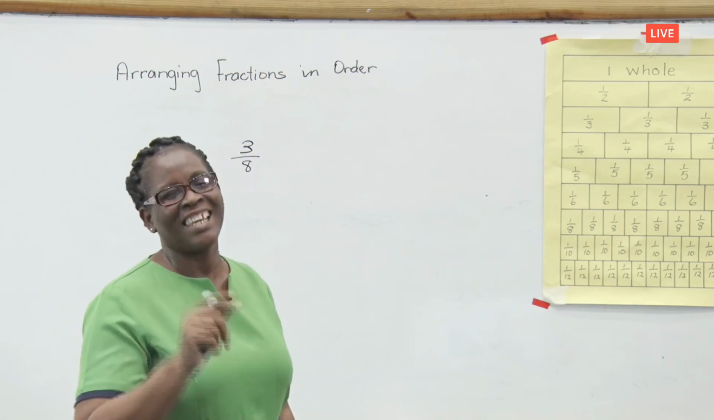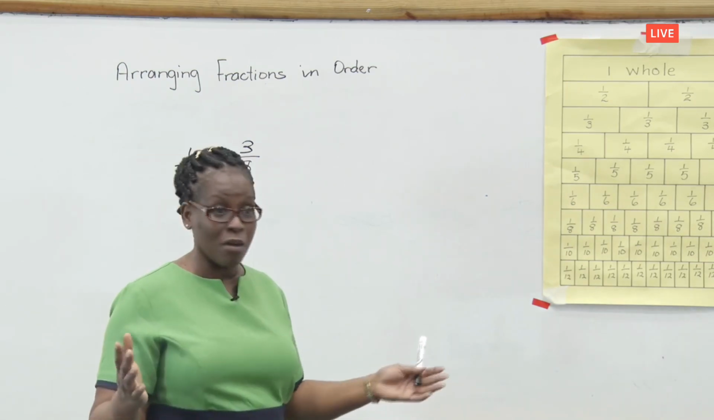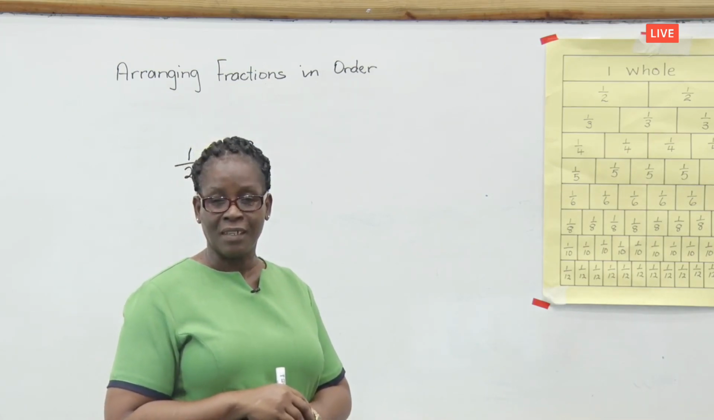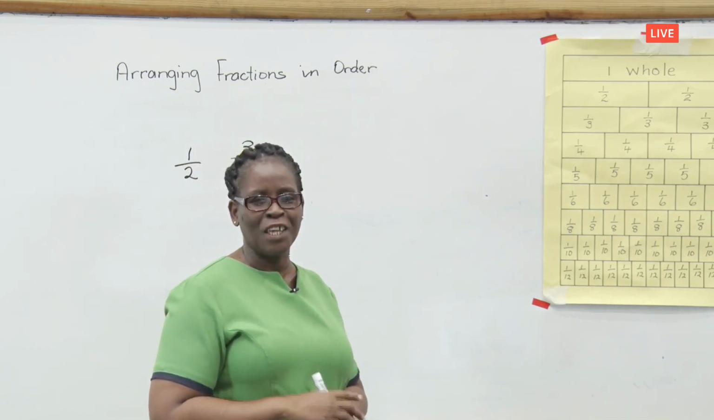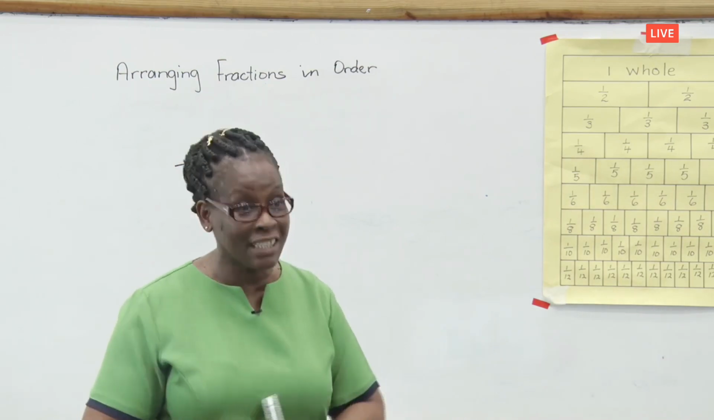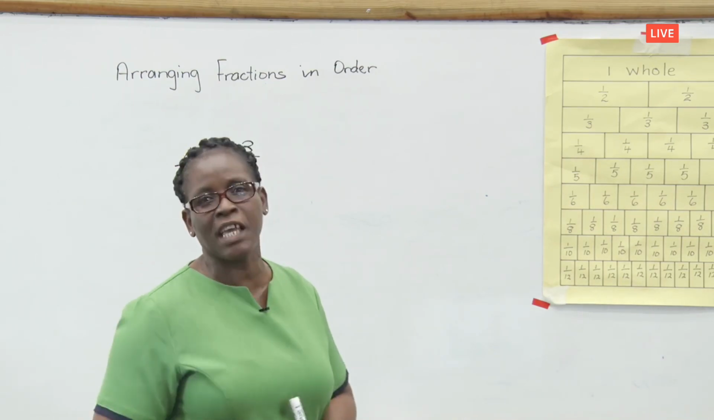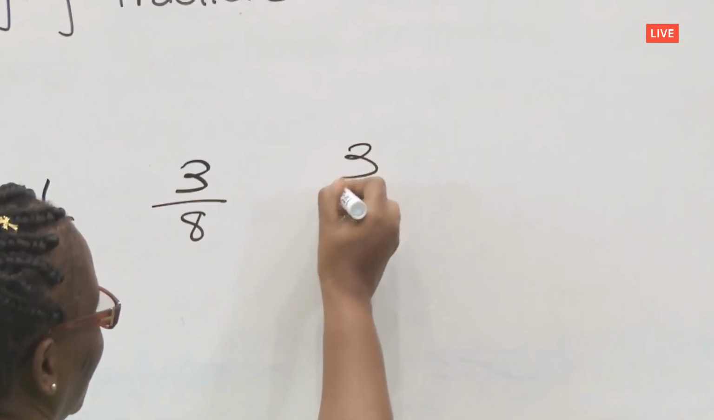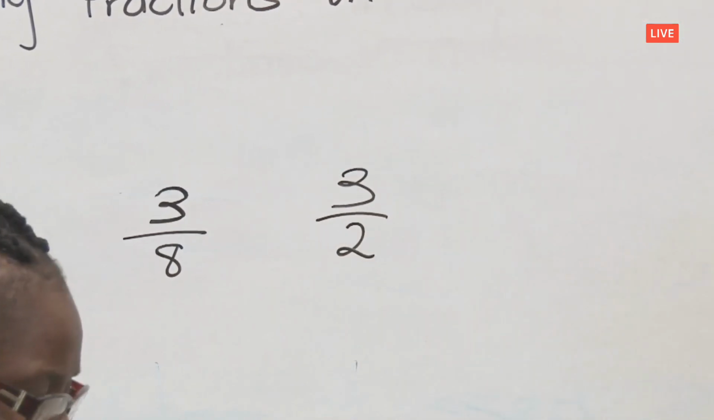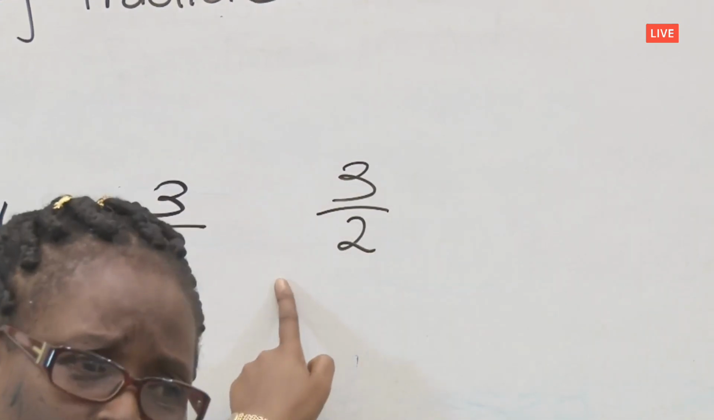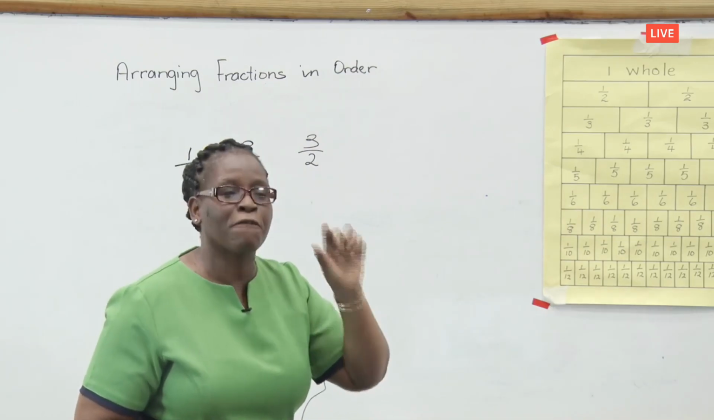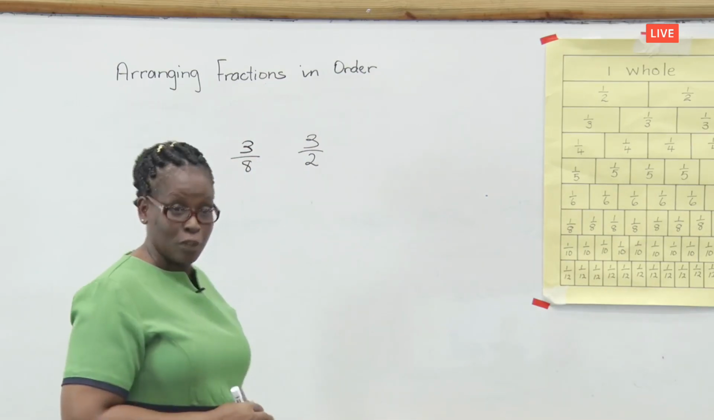Do you know of any other? Very good. Improper. What do you mean when you say improper? Exactly. The numerator is bigger than the denominator. So give me an example. Okay? 3/2. Is 3 bigger than 2? Yes. So this would be an improper fraction.